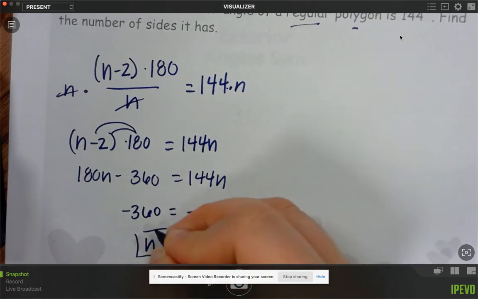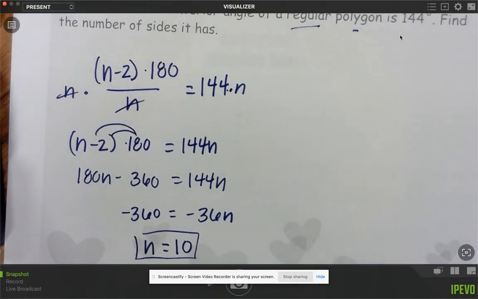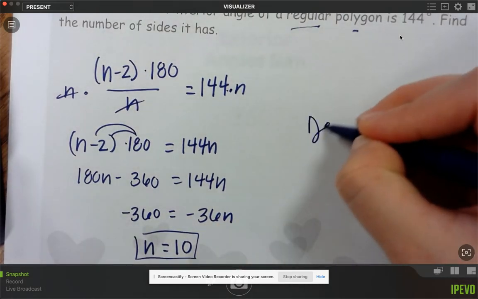So we just found that a 10-sided figure has an interior angle measure of 144 degrees. Do you guys remember what a 10-sided figure is called? It's a decagon.